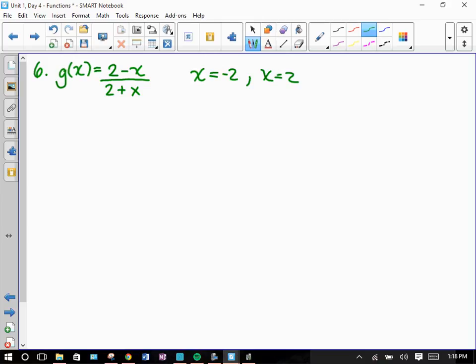So, first thing we want to do is what? Plug them in. So, let's plug in that g of -2 first. We're going to have 2 minus -2 divided by 2 plus -2. That's going to be equal to 4 divided by 0. That's not doable. 4 divided by 0, that's undefined.